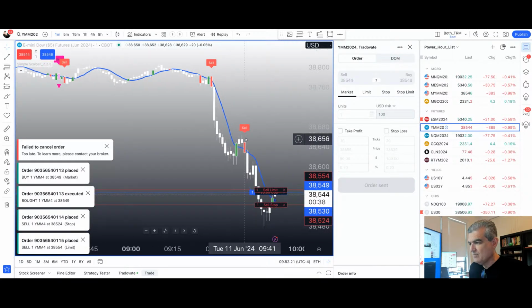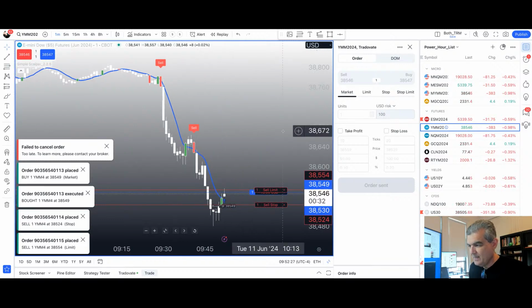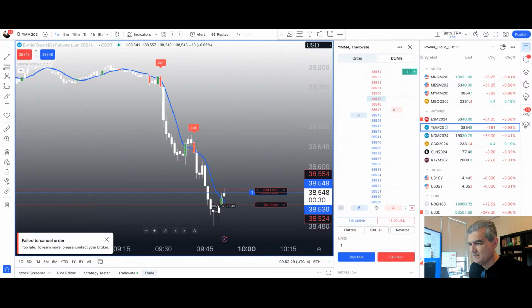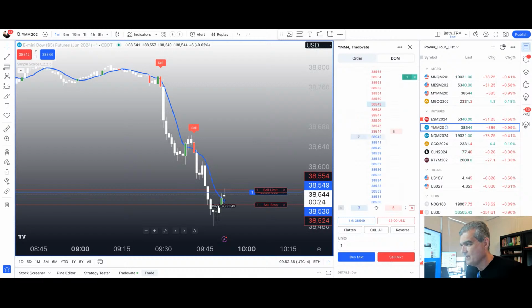So 54 is my target. 24 is my stop on this trade. I'm in at 45. Let's look at the DOM. Where am I? Yeah, I'm in at 49. Wow, this is a really bad execution. Sorry, this happens if I'm not watching. So I should be at 49, I should be at 59. Let me move this over.